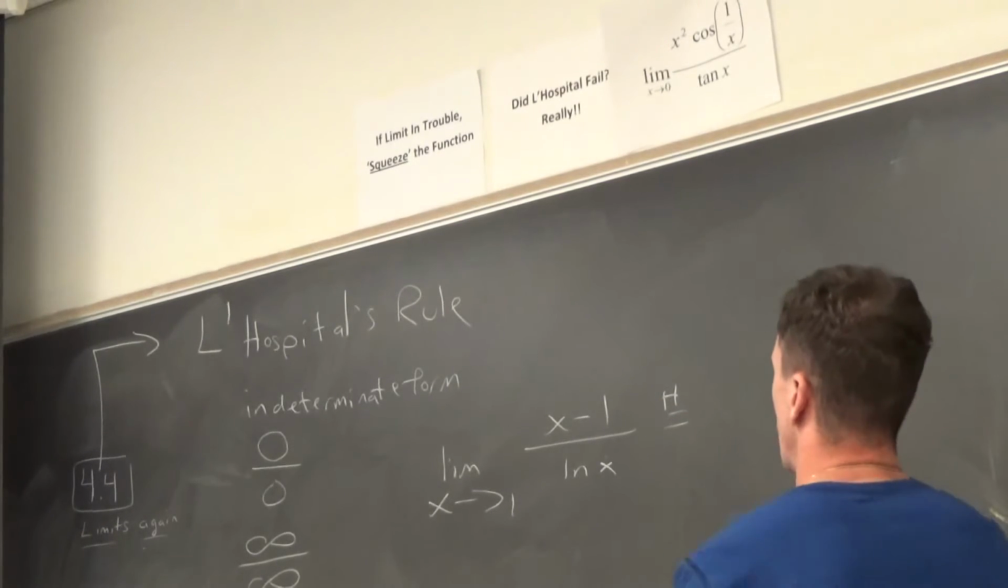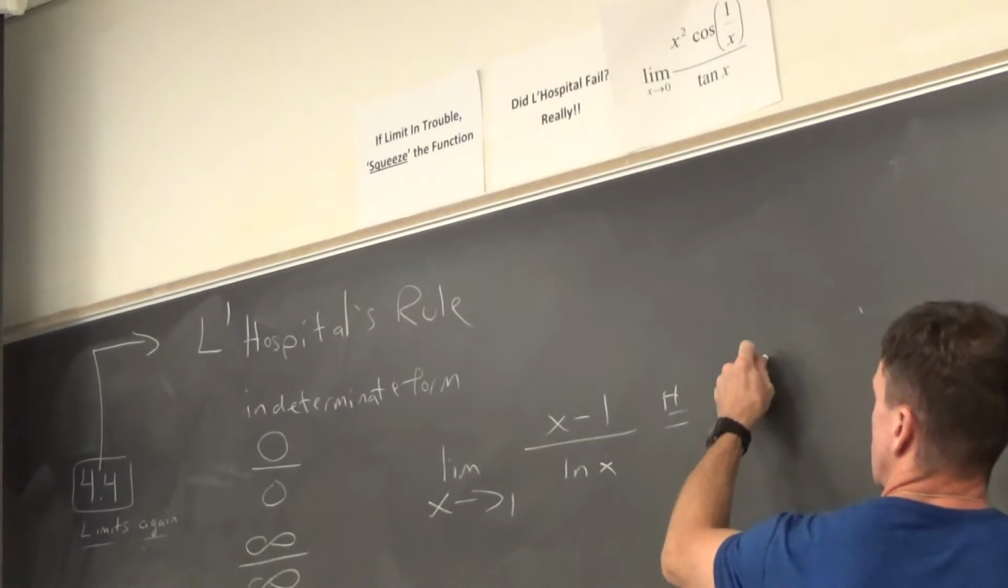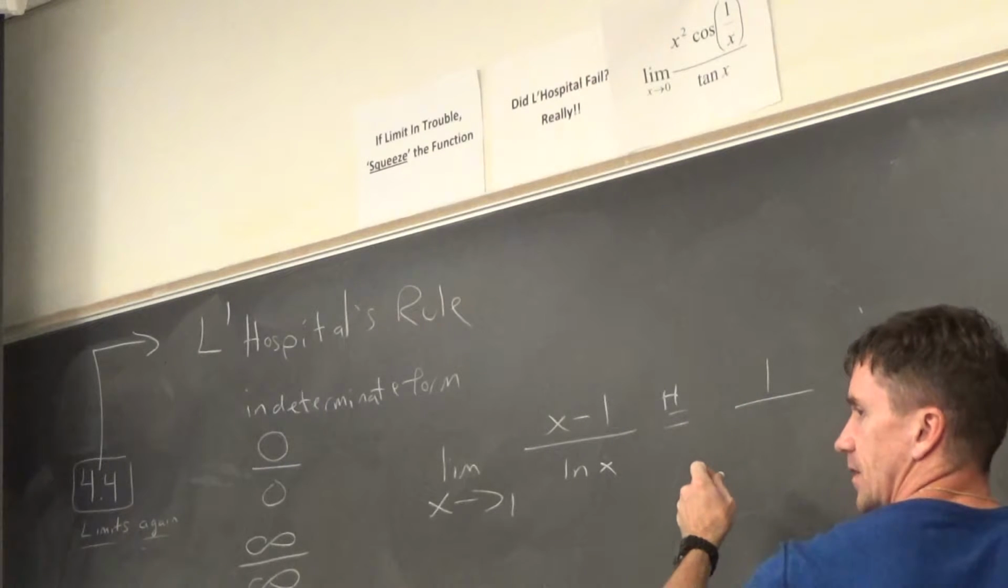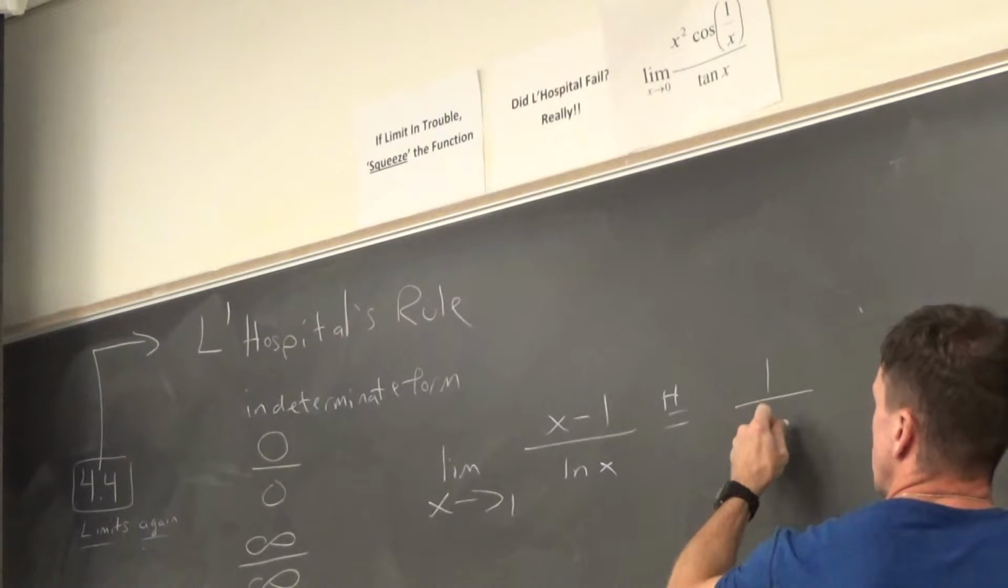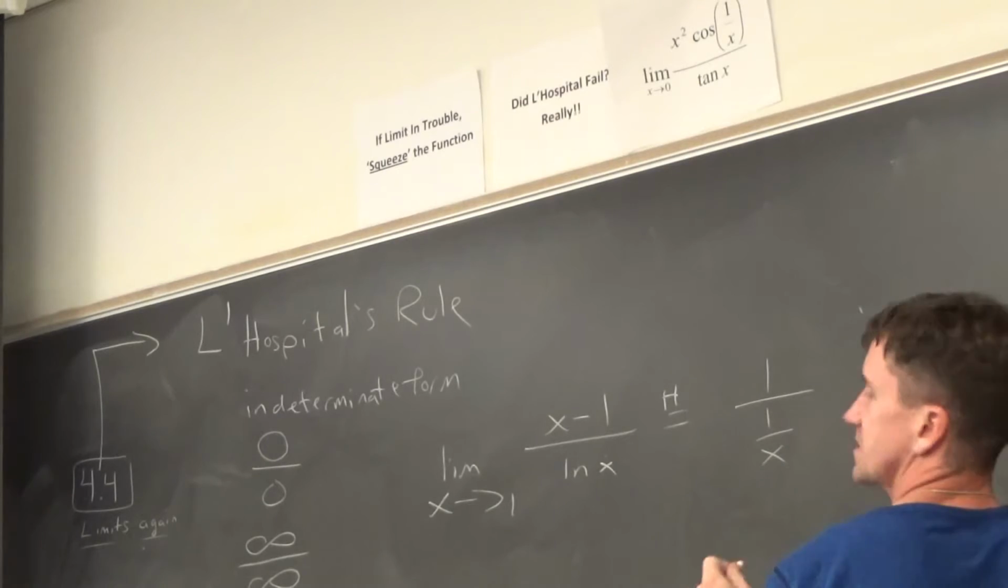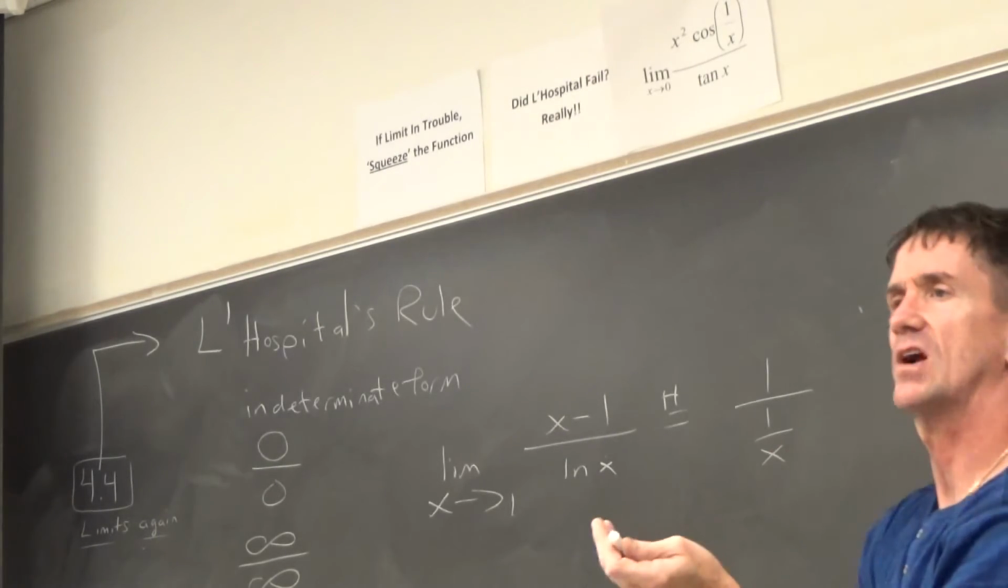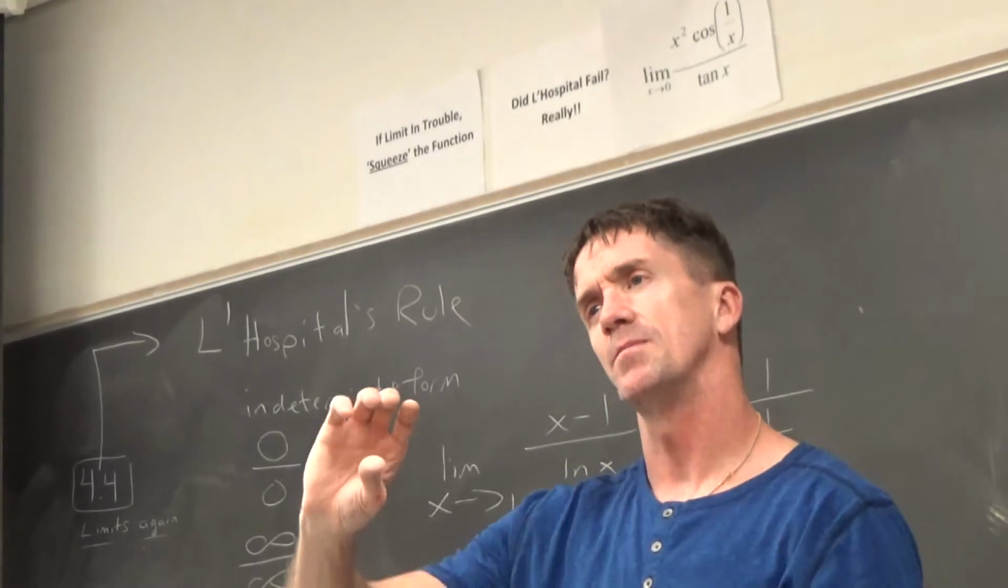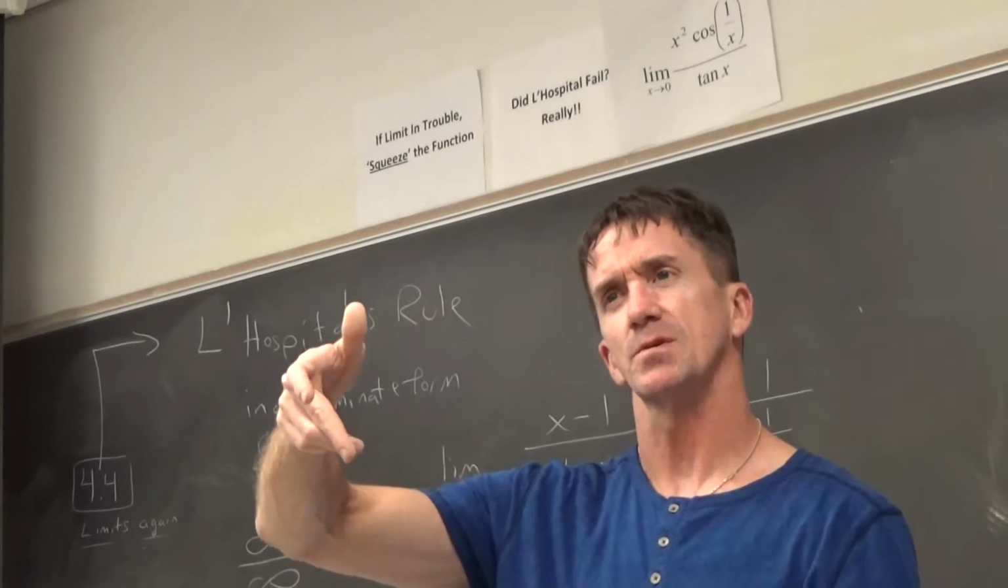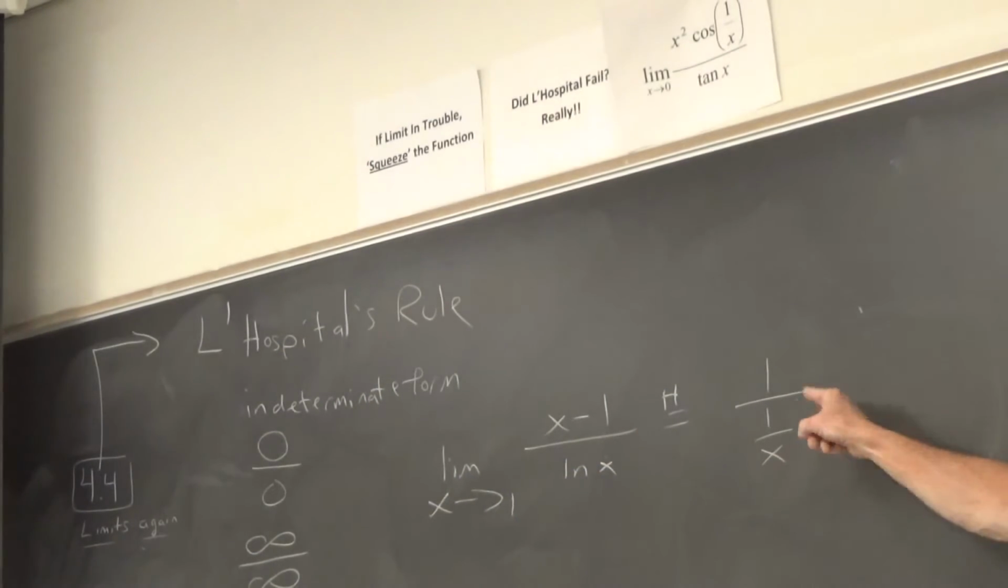Now, what's the derivative of x minus 1? 1. Who knows the derivative of the natural log of x? 1 over x. Now, when we divide fractions, that looks kind of goofy to me. That's called a complex fraction. When you divide fractions, you multiply the reciprocals. Let me rewrite that. So it becomes... This sometimes throws students off.